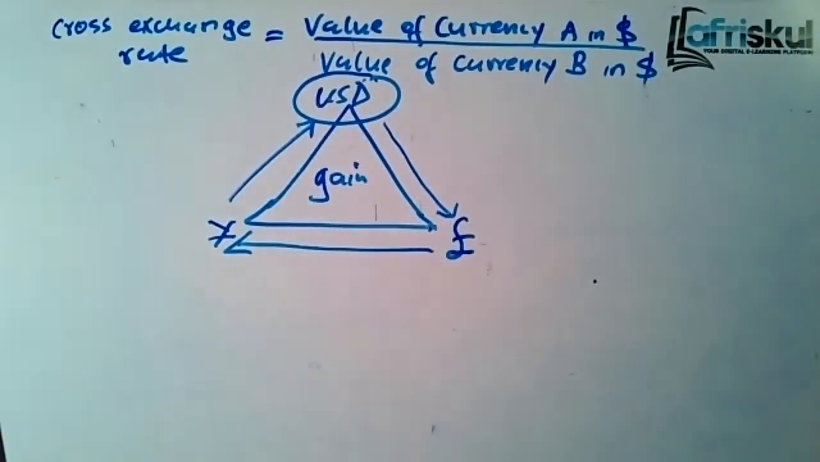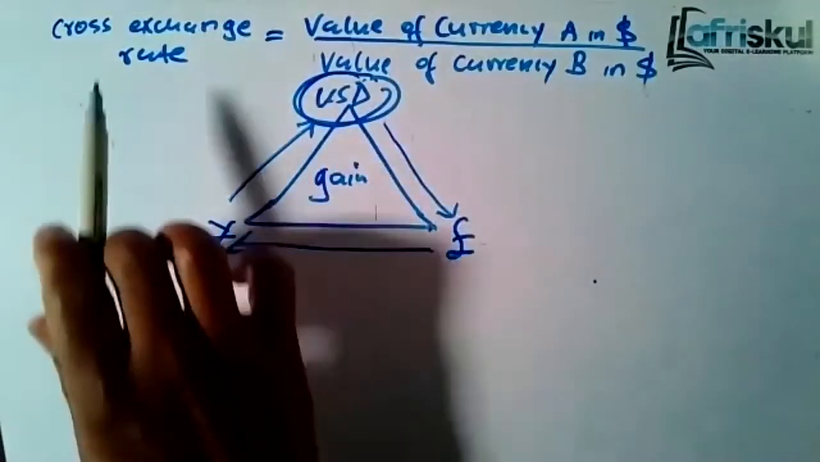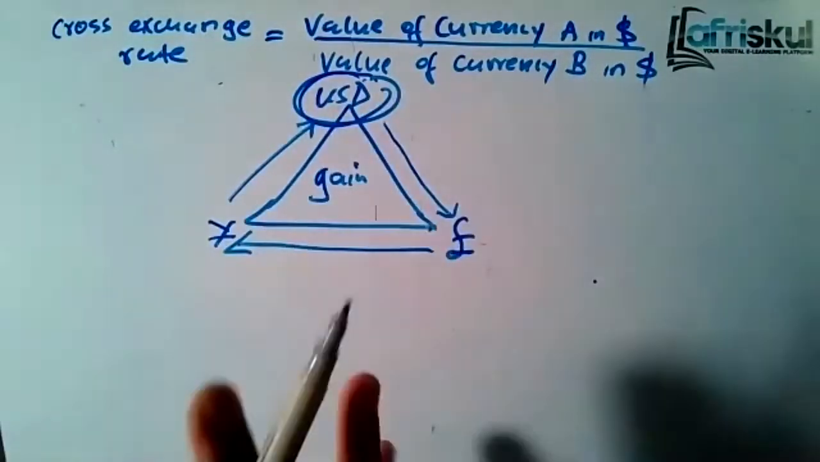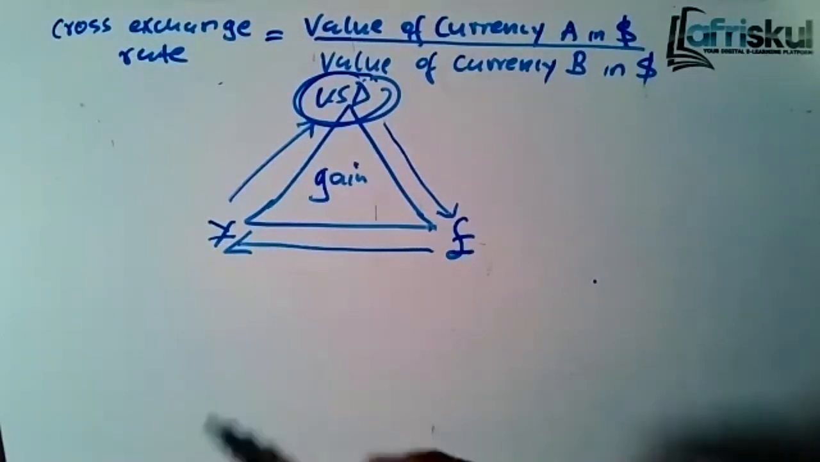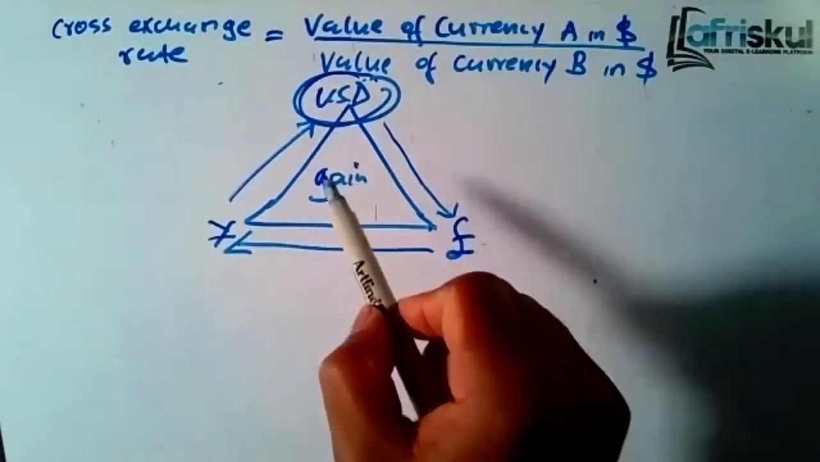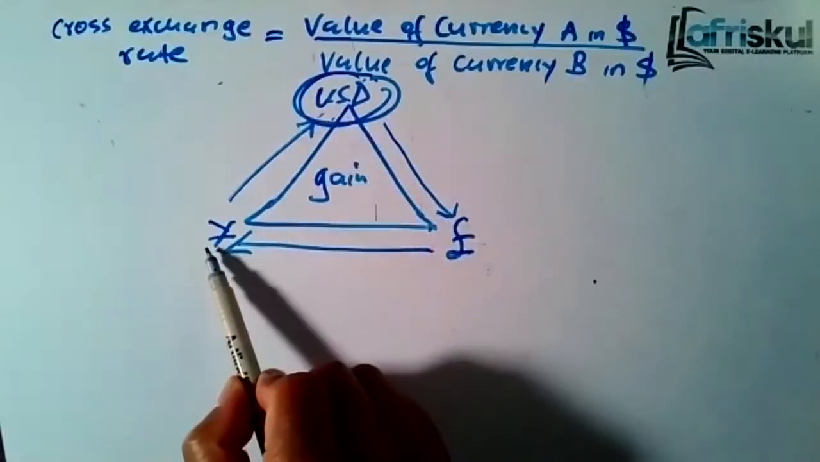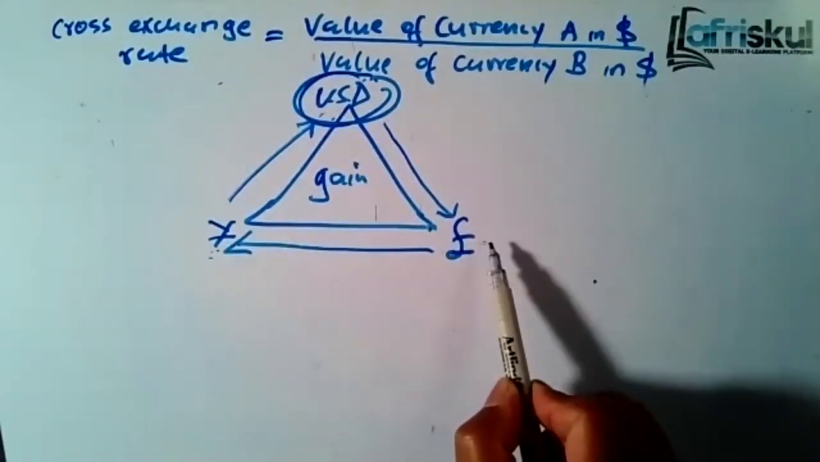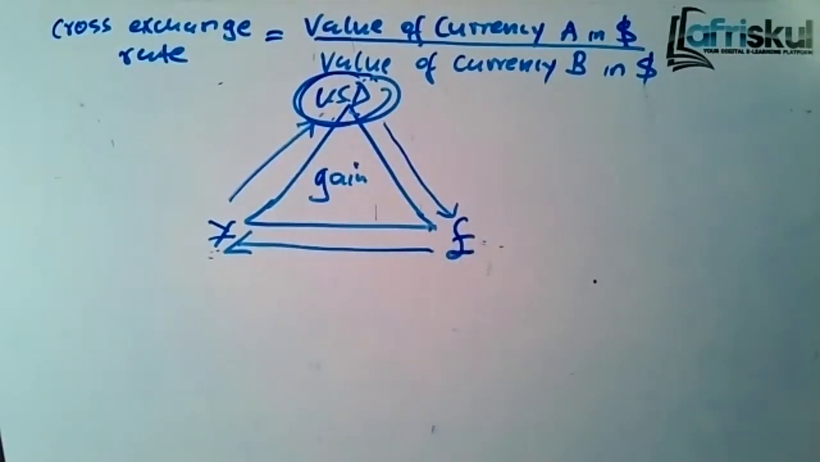I repeat again. When you start with a currency at a certain point, first you evaluate the cross exchange rate to determine which currency is over or undervalued. If a currency is overvalued, you convert the US dollar to the overvalued currency first, then to the next currency, and back to US dollars. That's the whole process of triangular arbitrage.